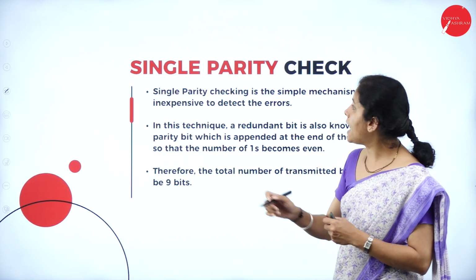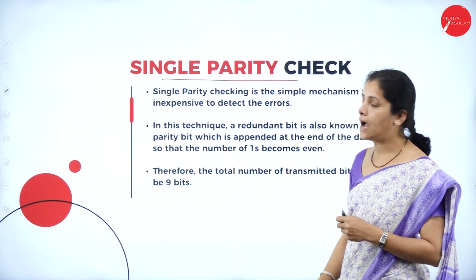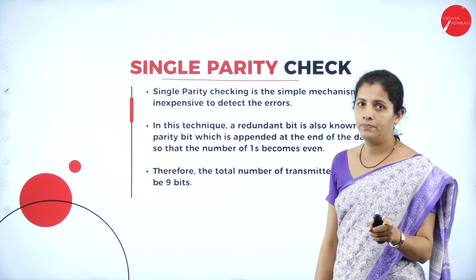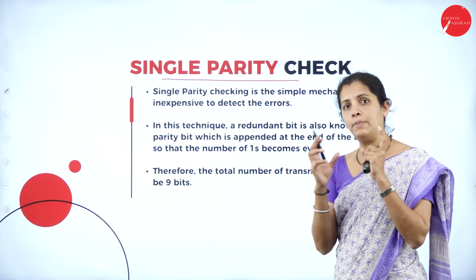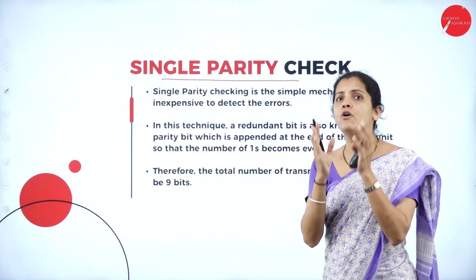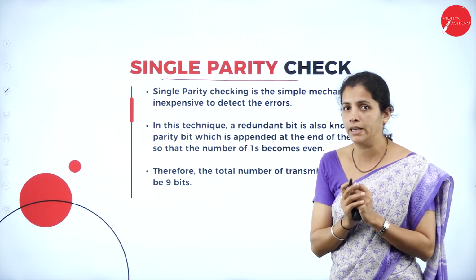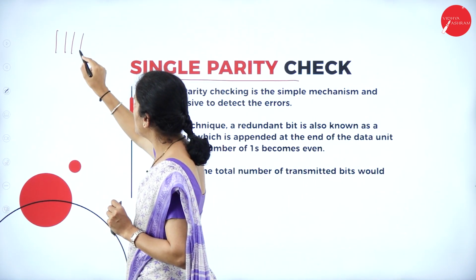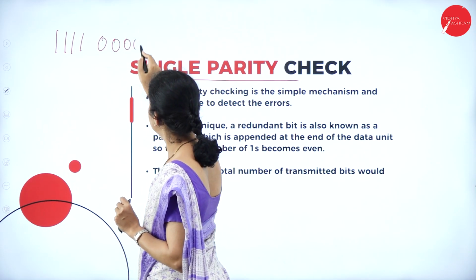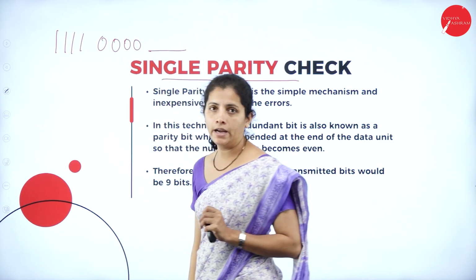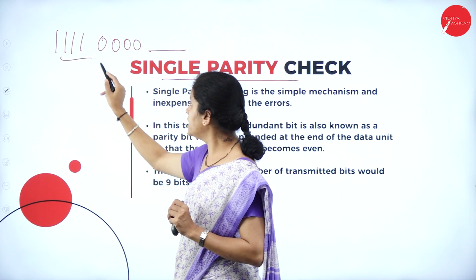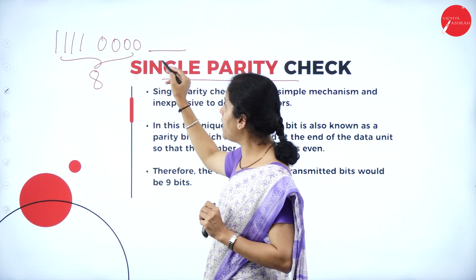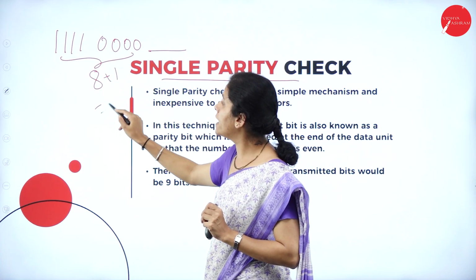So dear student, as the name itself indicates, I am going to check only a single bit. I am going to have one separate bit called the parity bit, and I am going to check only that bit. For example, think that I have the data 1, 1, 1, 0, 0, 0, 0, and I am going to have the parity bit. So what is the length of the data here? It is only 8 bits. Now, including the parity bit, it is 9 bits.